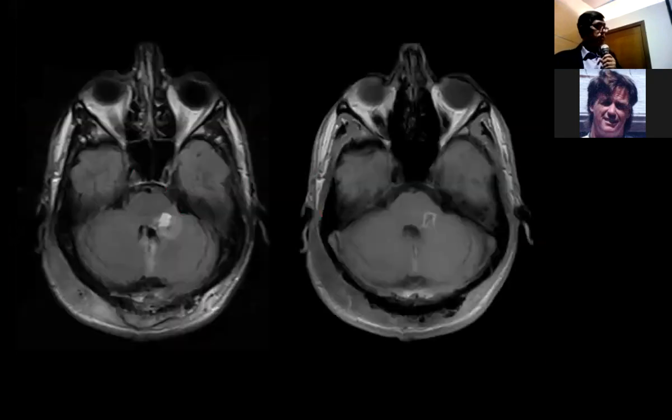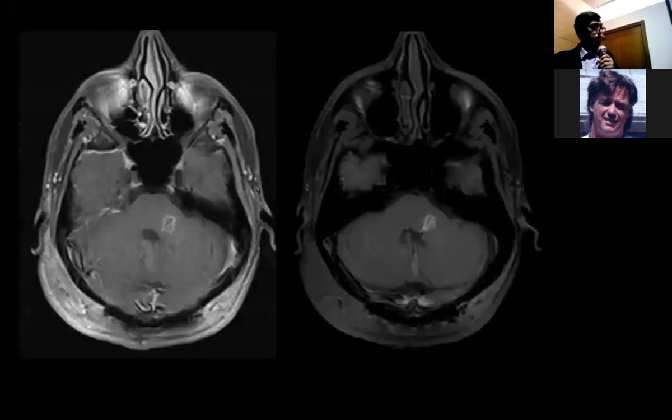Postoperative MRI, the very next day, not after a few months, next morning. You can see where we were. No complications.